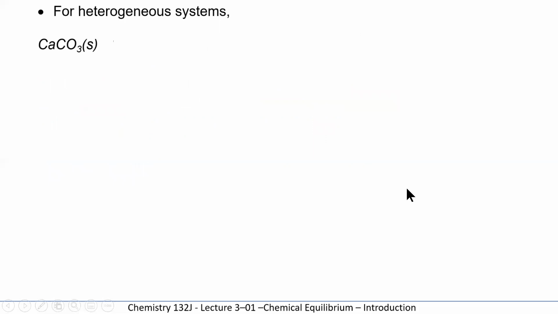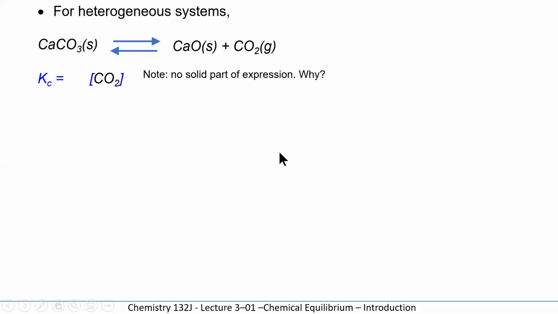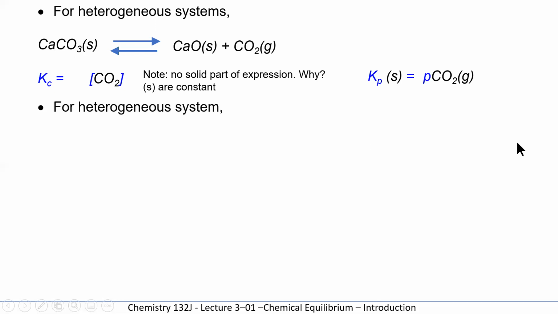So for heterogeneous systems, notice now with different states present, solids and gases, the equilibrium expression, in this case Kc, would be the concentration of CO2 gas only. The concentrations of solids don't change in this equilibrium. They remain the same throughout, so they're not included in the equilibrium calculation. Okay. So Kp for the solid would be the partial pressure of CO2 gas. In this case, because they're solids again, they're constants, they're not used in the equilibrium Kp expression.